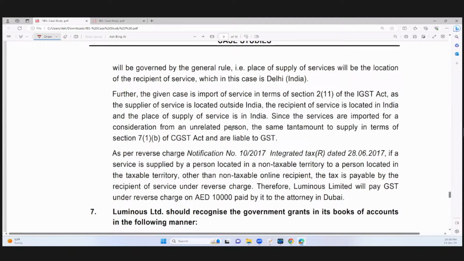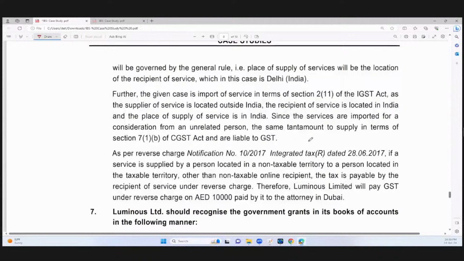Dekho, kitne saare sections ek question ke andar involved hain. Aap dekh rahe ho kitni bareeki se question pucha gaya. To section 7(1)(b), students, import of services, service ki baat ho rahi hai, import of service for a consideration, whether or not in the course or furtherance of business, that is an exception to section 7(1)(a). So isme humne ye 7(1)(b) aur 7(1)(c) ke students, 7(1)(c) is Schedule 1 activities, even if without consideration, still it is considered as supply. So isme kya hoga, reverse charge lagega, as per notification, this integrated.